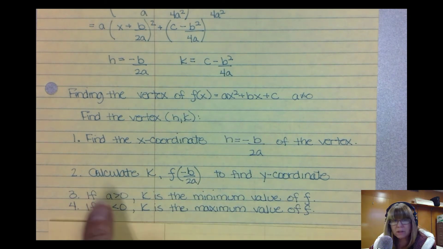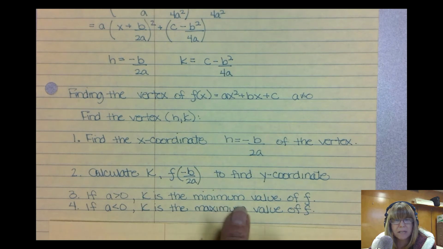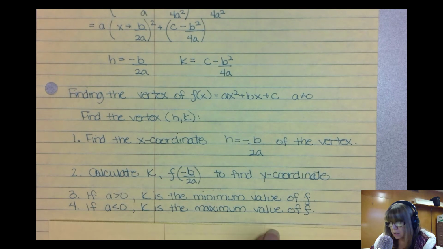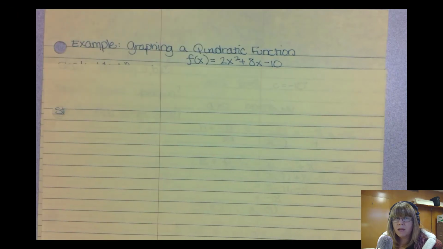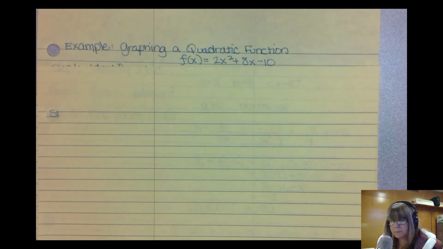Now remember, if a is greater than 0, then k is actually the minimum value of f. If a is less than 0, a negative number, then k is the maximum value of our function. Okay. So there's a lot we can do with just manipulating this function. It's kind of pretty cool, actually. All right, let's run through the steps that it's going to take to graph a quadratic function.